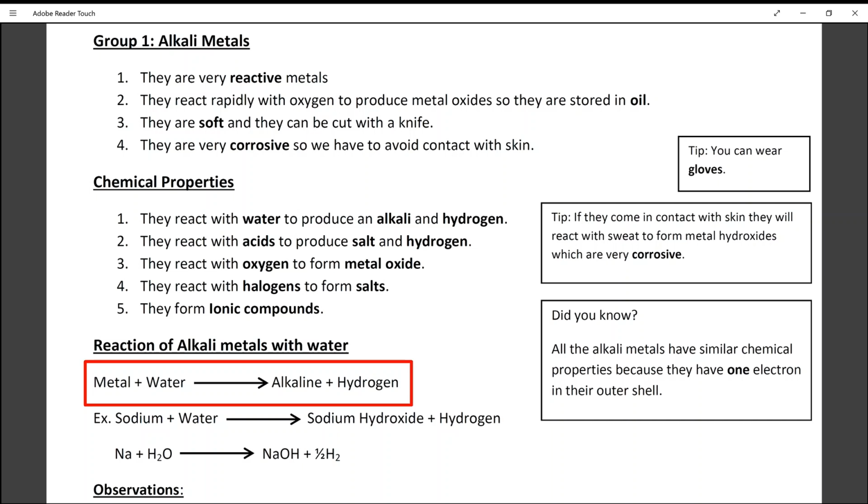the alkali metals for the Edexcel International GCSE 921 examination.